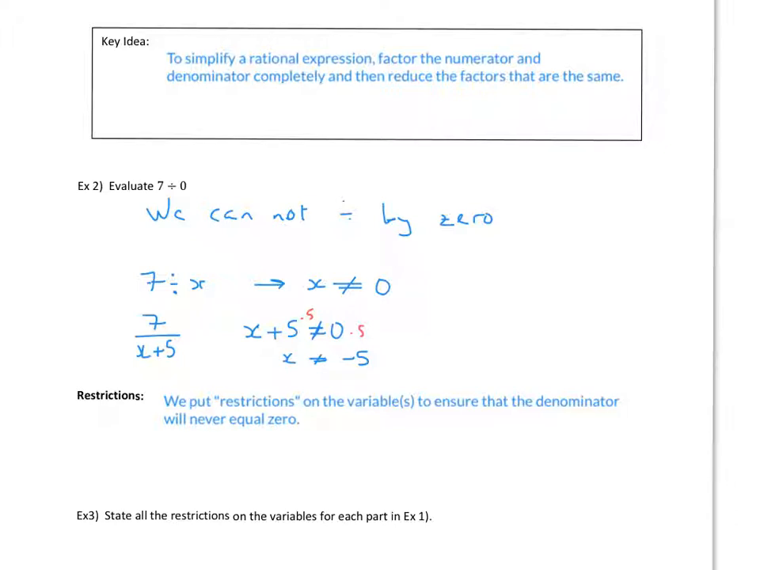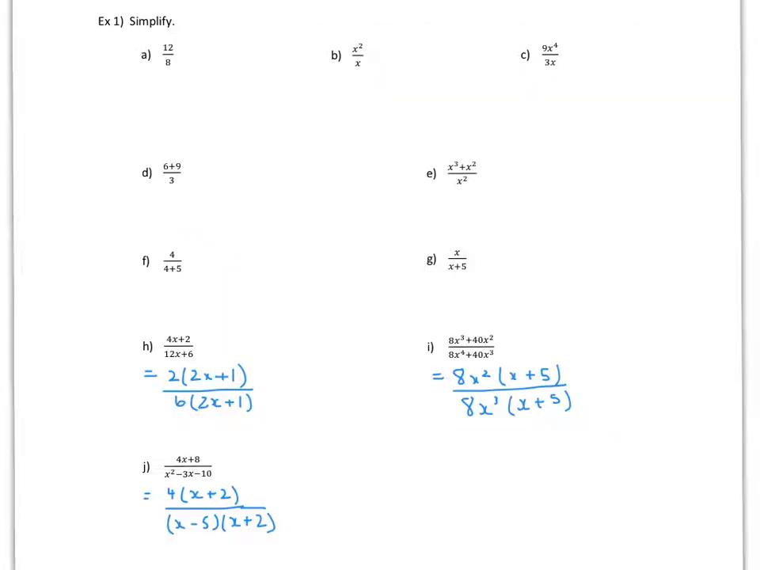So our next example is to go back to example number 1 and put restrictions on the variables for each part. So if I look at my examples that we have here, I don't have any variable on the denominator of this fraction, so there's no restrictions here. It's only when you have variables on the denominators. Here, our denominator is just the x, so our restriction will be that x cannot equal 0.